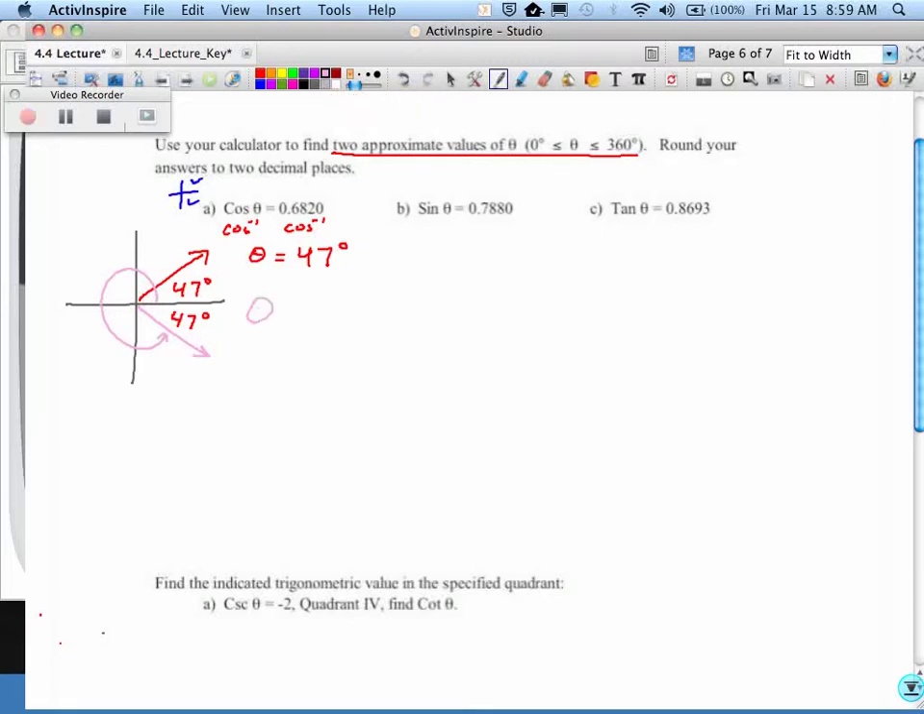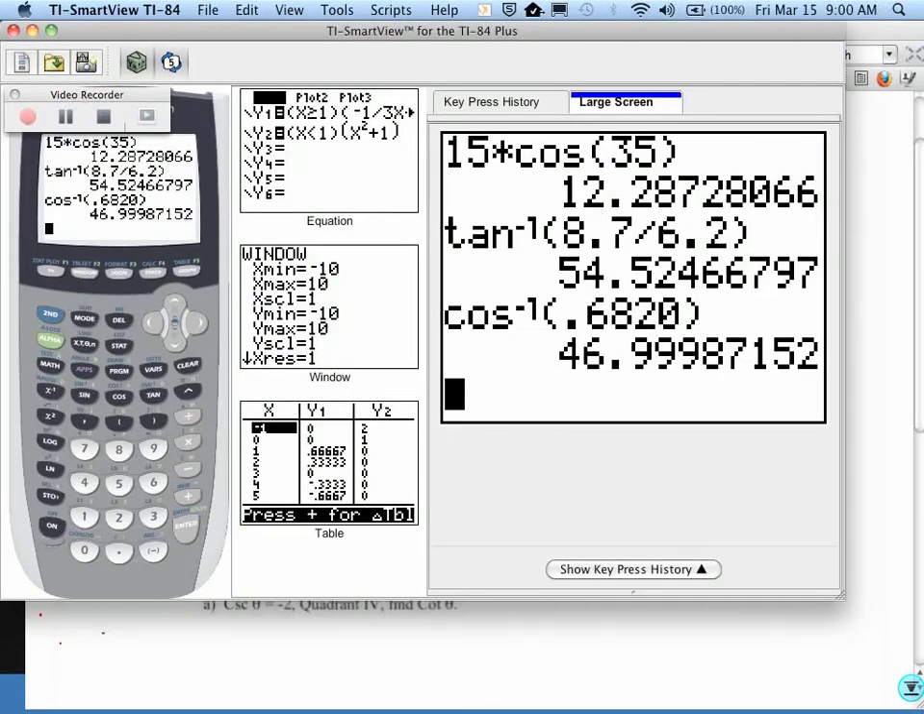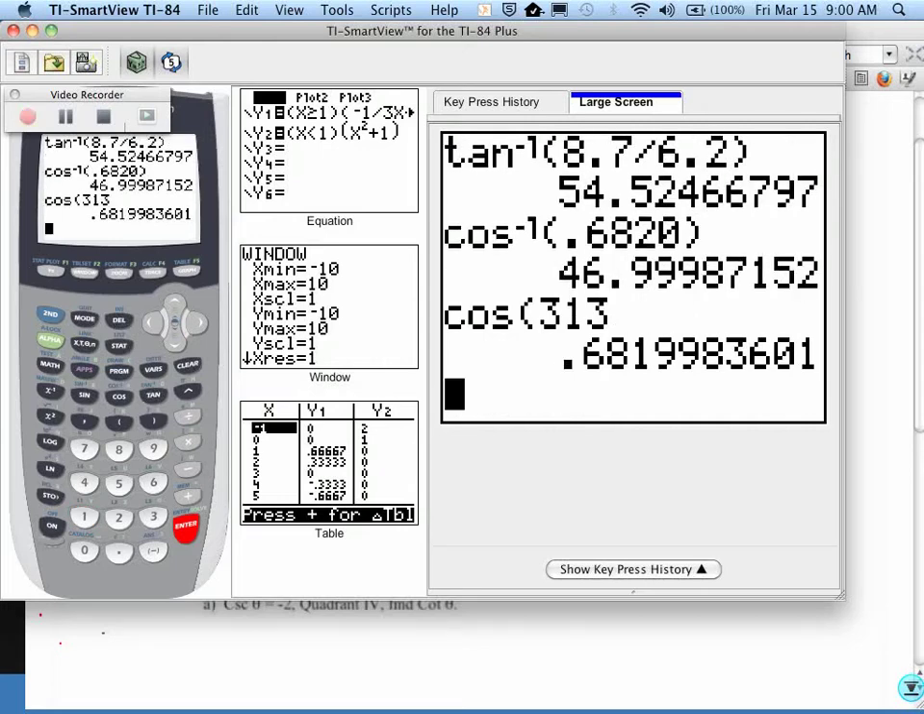There are your two angles. Notice both of them are between 0 and 360. Watch what happens. What is the cosine of 313? I have to type it in. 0.6819. Well, what does 0.6819 round up to? 0.6820, which is the original decimal. Both of these angles, if you type them into cosine, produce that decimal. Okay? Do the same thing with sine.